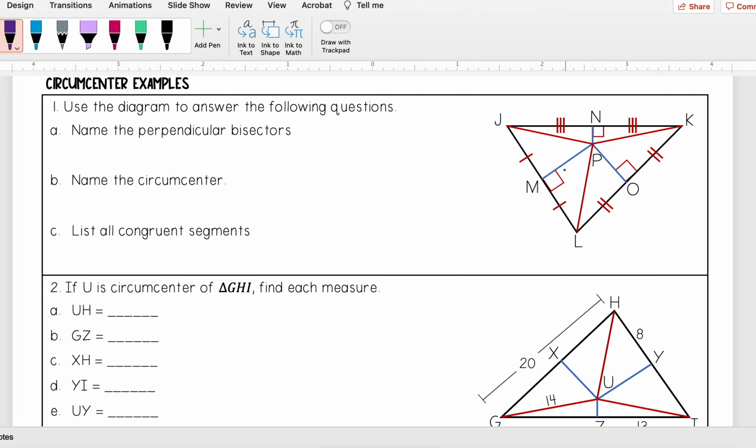And I know that because, first, they are all intersecting at a right angle on the side of my triangle. And I see that they're all exactly in the middle of the sides, and I see that from these congruent tick marks. And so that means I know that P is the circumcenter.